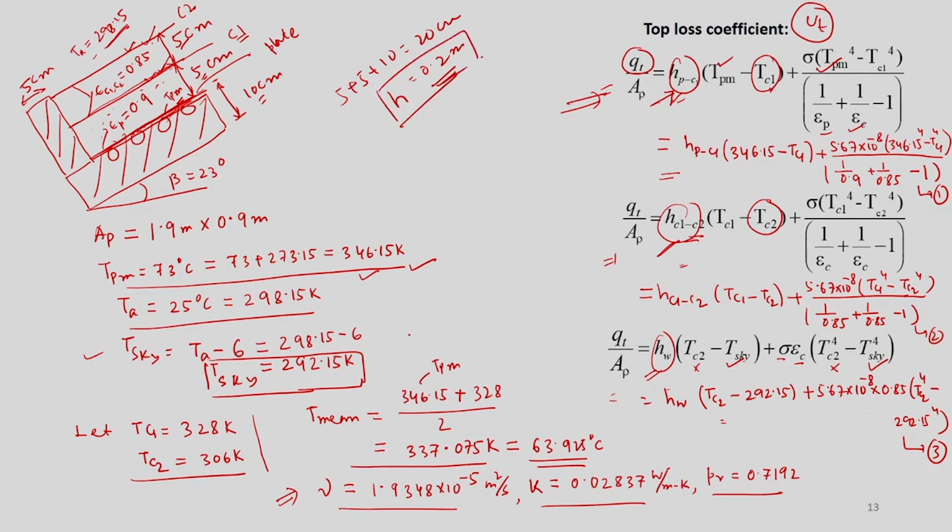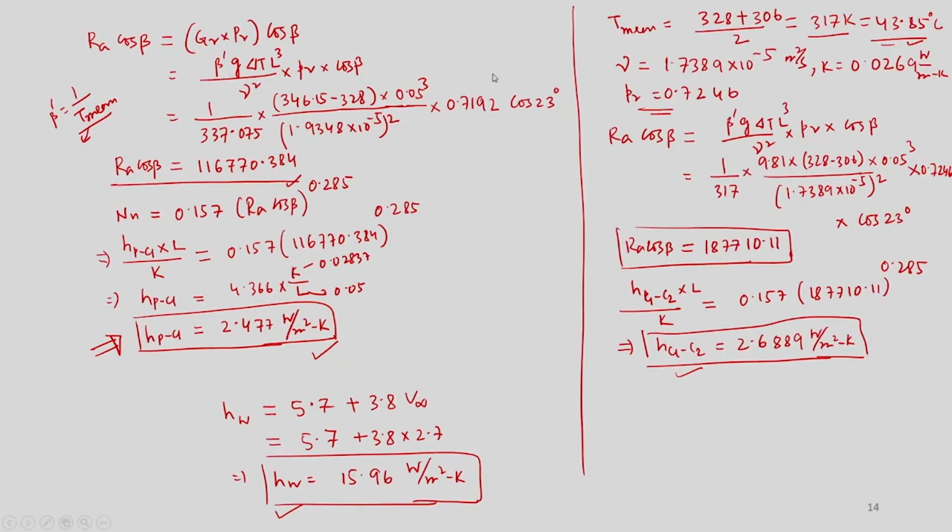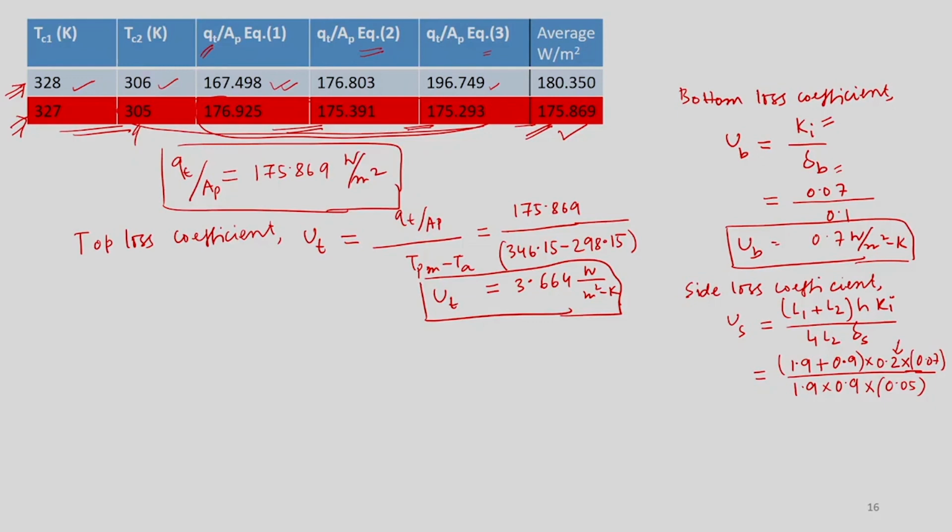Okay. So, this is what we use for calculation of the side loss coefficient. Okay. So, this is what we got, this 0.2, and once you do these calculations, then US is found to be 0.4585 watt per meter square Kelvin. Okay. So, this US is something like this.